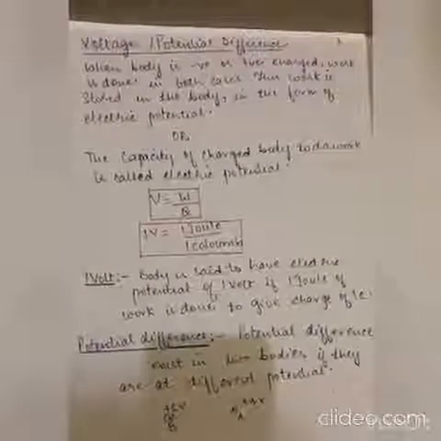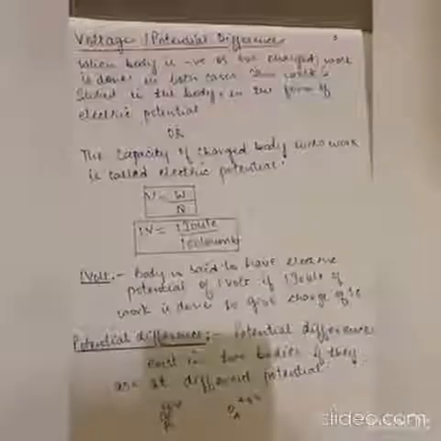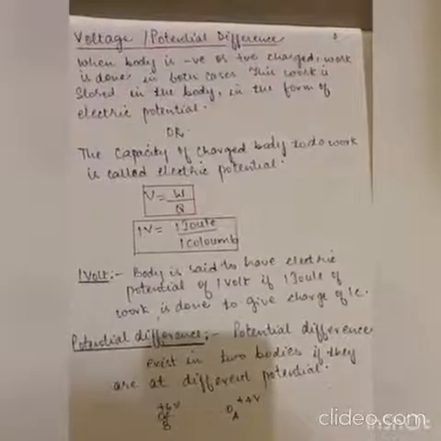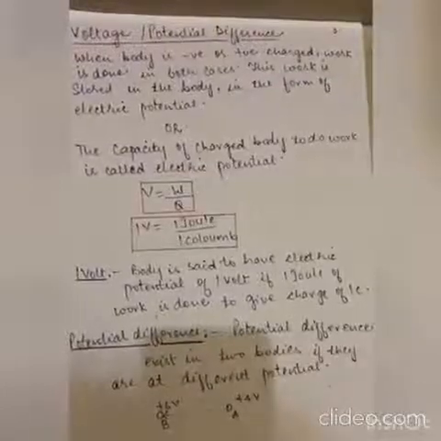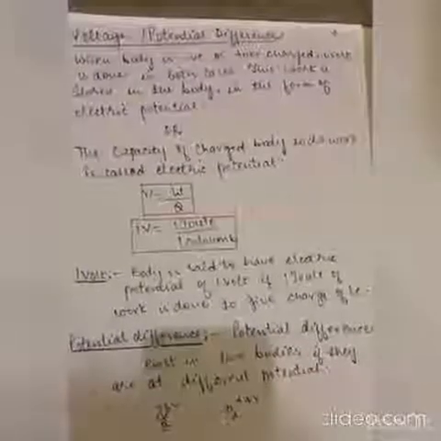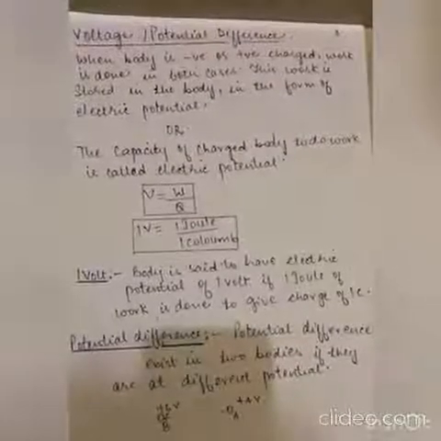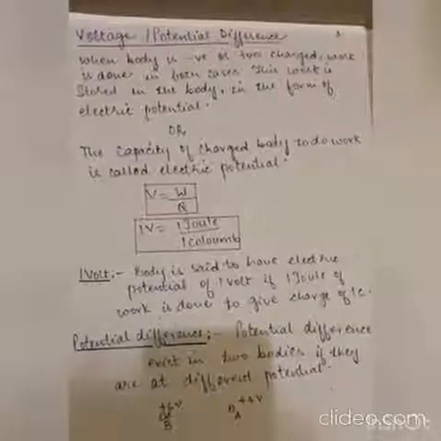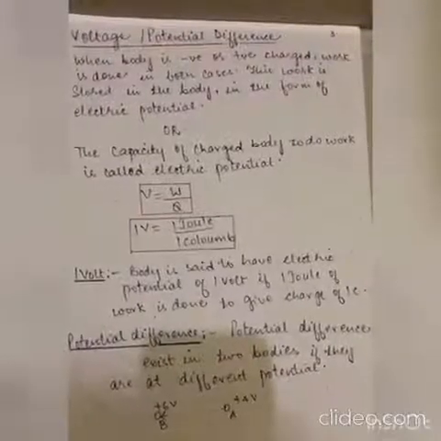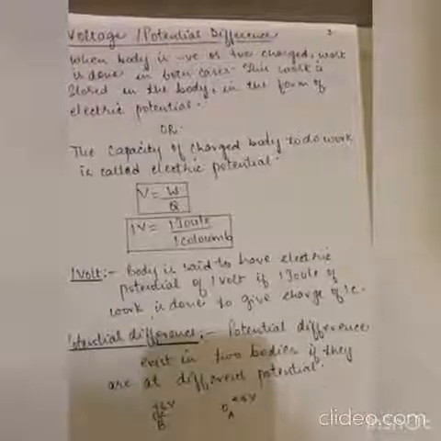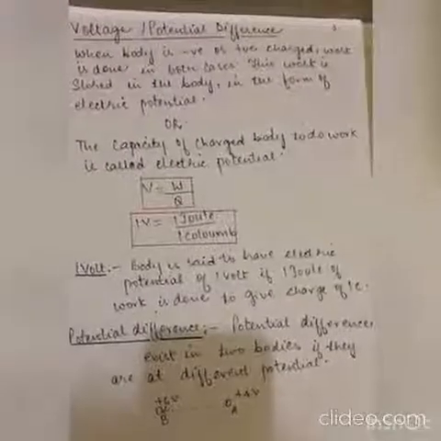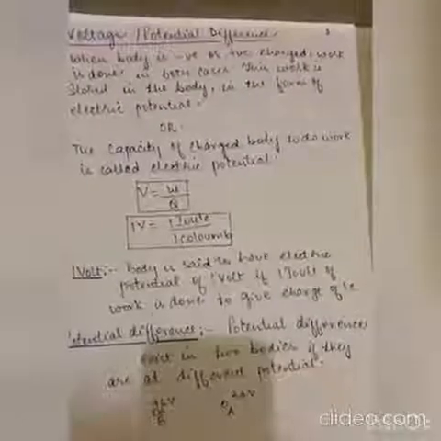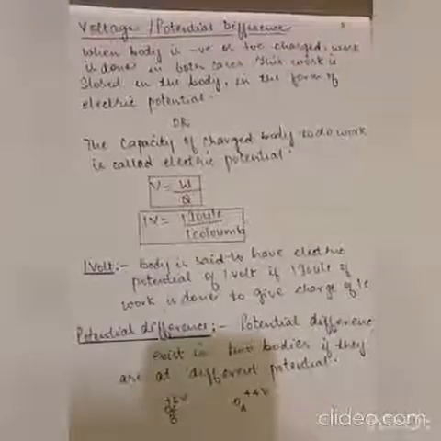We can define 1 volt as: a body is said to have an electric potential of 1 volt if 1 joule of work is done to give a charge of 1 coulomb. So what is potential difference? Let us suppose there are two bodies A and B. Body A is at 4 volts and B is at 6 volts. The current will flow from body A to B only if there is a potential difference.